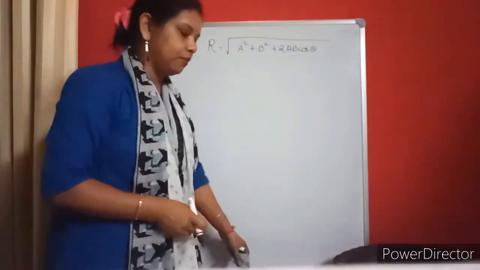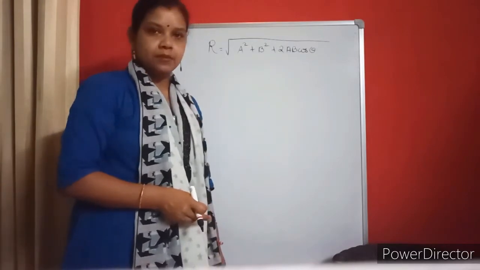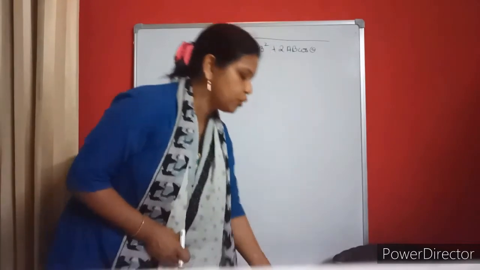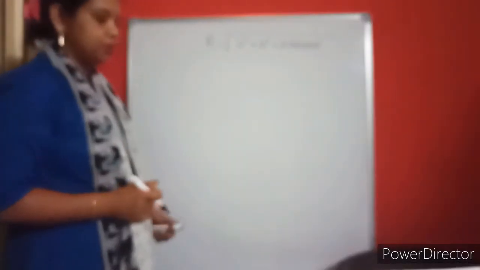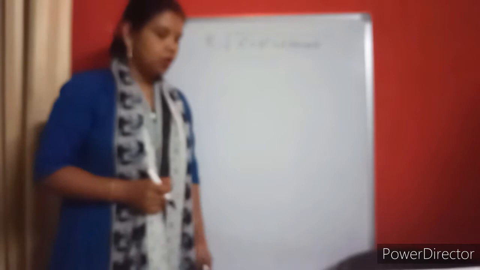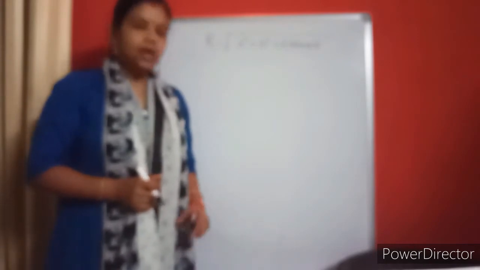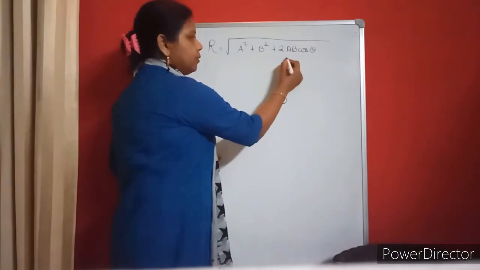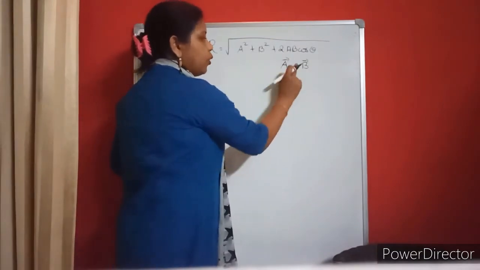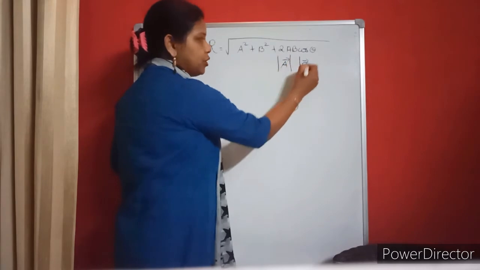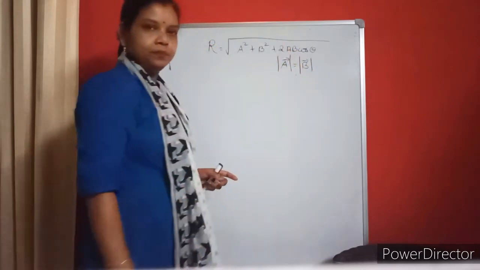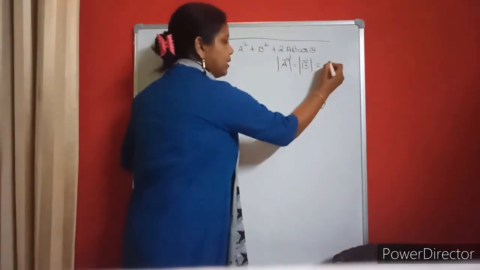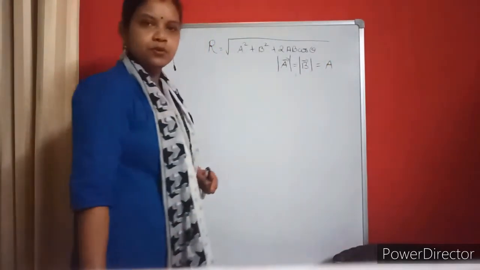Question number 1 I have given like this. Two forces are there whose magnitudes are in... I will not do question number 1, let me do question number 2. There are two vectors whose magnitudes are the same. Suppose I have written A and B. A is one vector, B is another vector whose magnitudes are the same, means equal. So if the magnitude is the same, can I write it as A also? Yes, I can write A also.